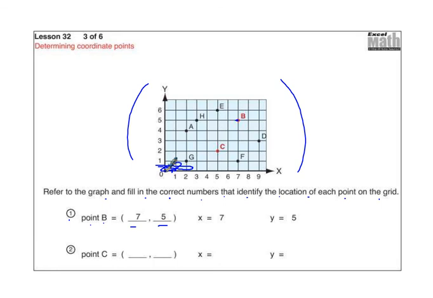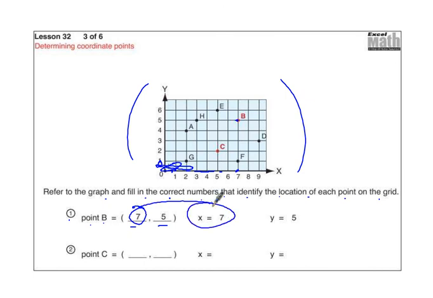Let's put some little wheels on it there. Okay, our plane is going to take off by going down the runway first. So to get to that B, it's going to come down here. It's going to stop on the 7 because now I'm going to go up to that point B from there. So my first number is 7, which we call the x.